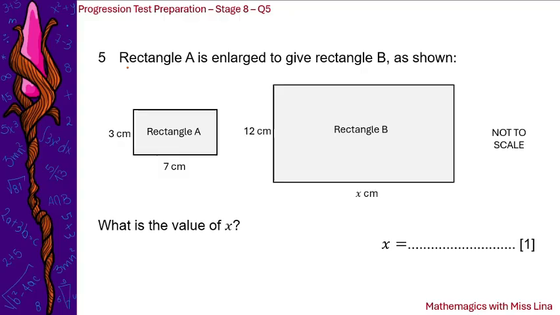This one says, rectangle A is enlarged to give rectangle B, as shown. This verb here, enlarged, means that the proportions of the rectangle were kept when making the rectangle bigger. So that means we can write the proportion as the equivalence of the ratio between the two dimensions of each rectangle. So the ratio 3:7 should be equivalent to 12 to x.